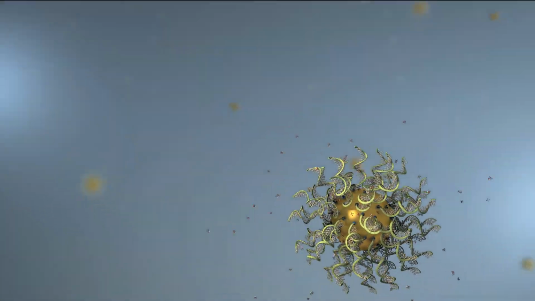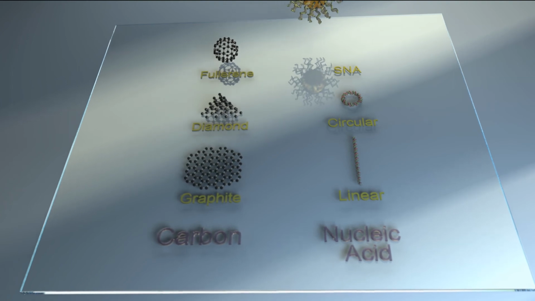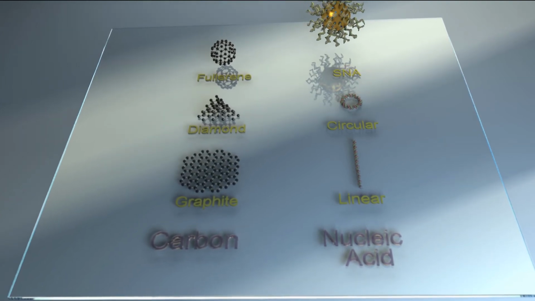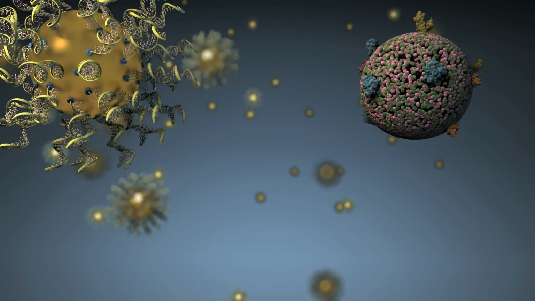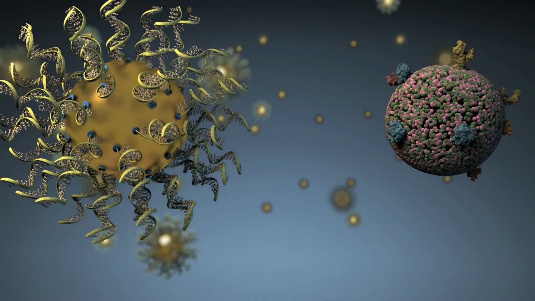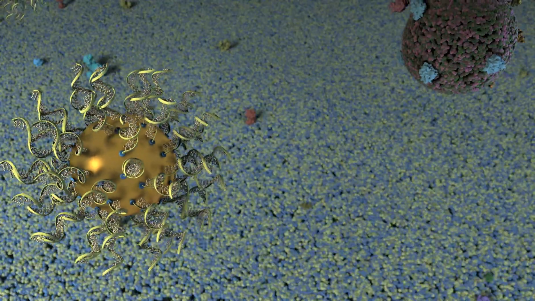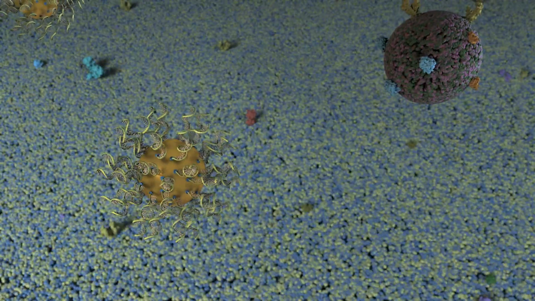In the same way that fullerenes are a unique form of carbon, SNAs are a third important form of nucleic acids, defined and differentiated in terms of structure and function. The three-dimensional architecture of SNAs imparts upon them interesting chemical and physical properties, making them superior to linear forms of nucleic acids in many biomedical applications, including gene regulation.